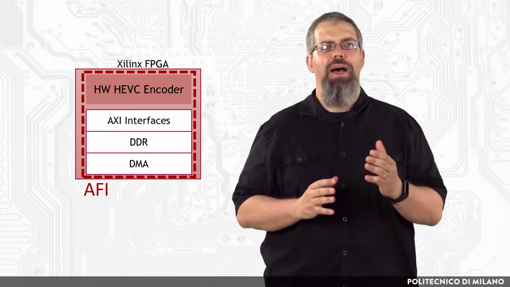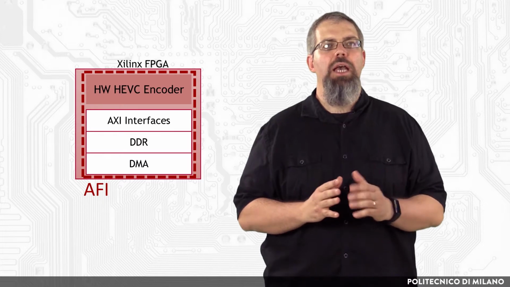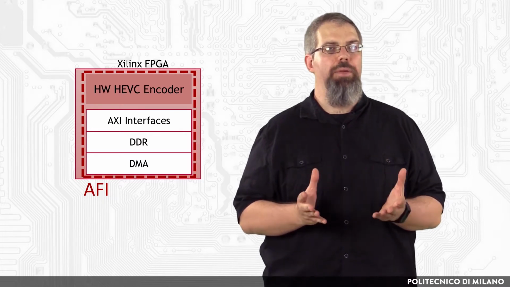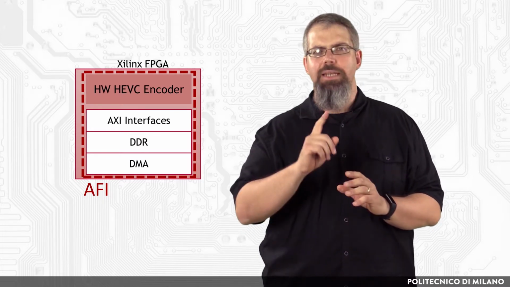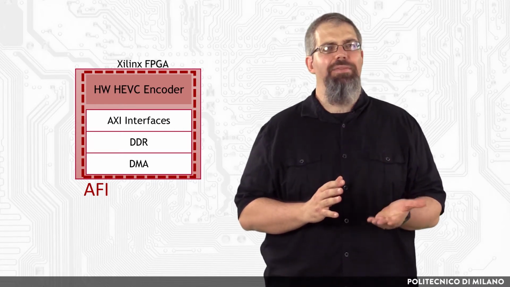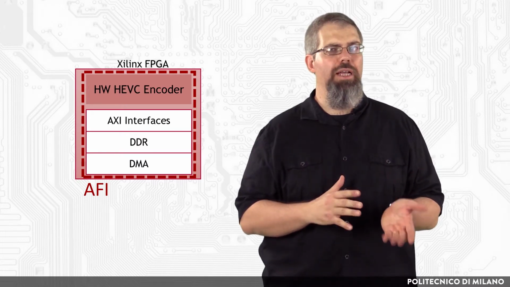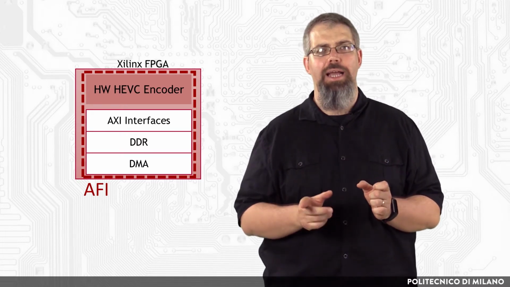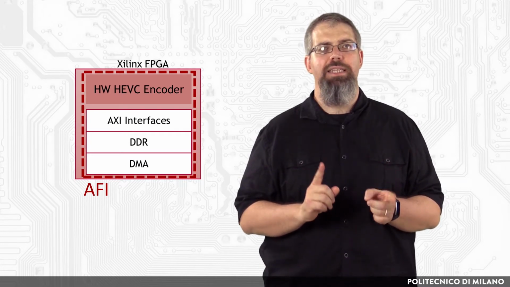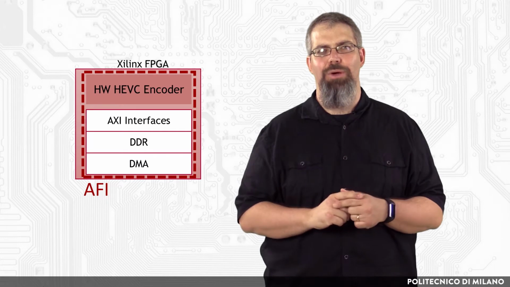Ultimately, AFIs can be associated with an AMI, or Amazon Machine Image, and offered on the AWS Marketplace. That seems to be really an opportunity to me, because by creating an AFI with our hardware HEVC encoder and by associating it with an AMI, we can then offer it through the AWS Marketplace, providing us the opportunity to monetize our work.